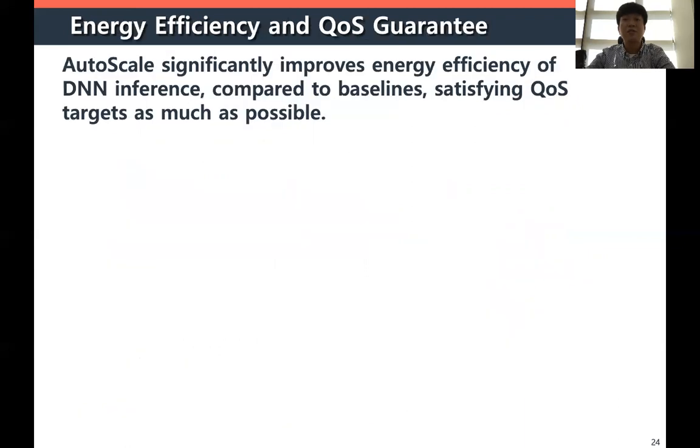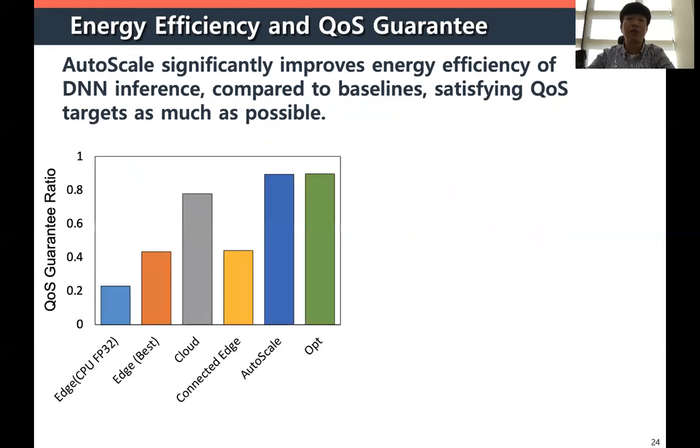AutoScale significantly improves energy efficiency of edge inference compared to baseline, satisfying QoS targets as much as possible. This figure shows the QoS guarantee ratio of various techniques. The x-axis shows the techniques and the y-axis shows the QoS guarantee ratio. As shown in this figure, AutoScale significantly improves QoS guarantee ratio and shows similar QoS guarantee ratio with the optimal one.